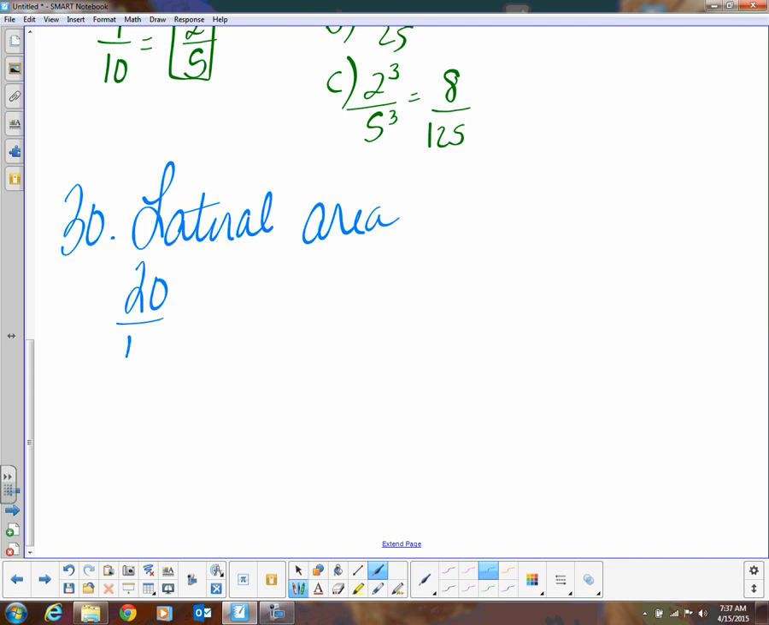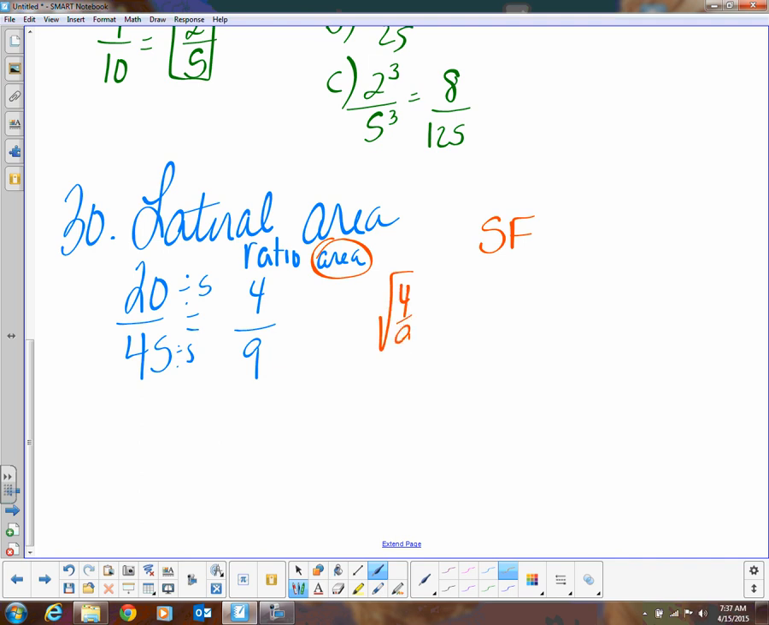What should we do to 20 and 45? What divides 20? 5 goes into 20 and 5 goes into 45. All right, so this is the ratio of the what? Areas. Where do we always go? Scale factor. What do we do to get from area ratio to scale factor? We square scale factor, so we have to undo that. We square root that. What will we get? Square root of 4/9 is 2/3. That is scale factor.